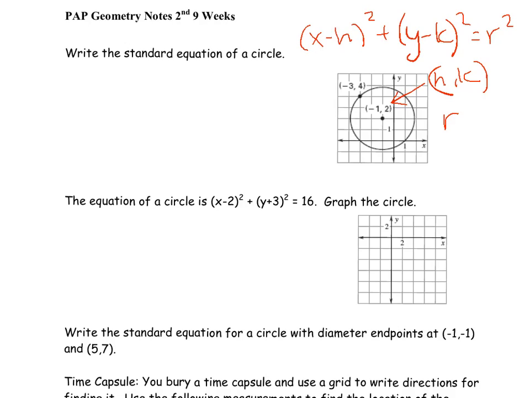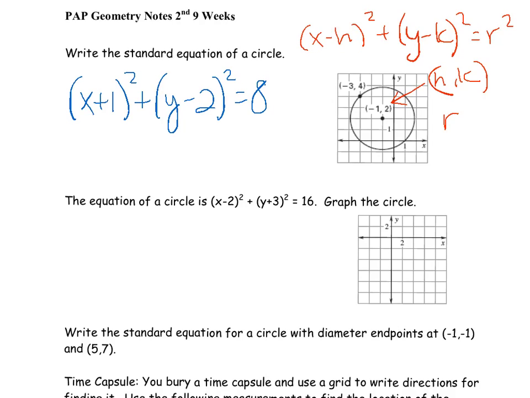So you're going to need to use the distance formula to find the radius, and then you can plug it all into your equation. So go ahead and do that and come back when you have your answer. Hit pause now. And you should have gotten (x + 1)² + (y − 2)² = 8.